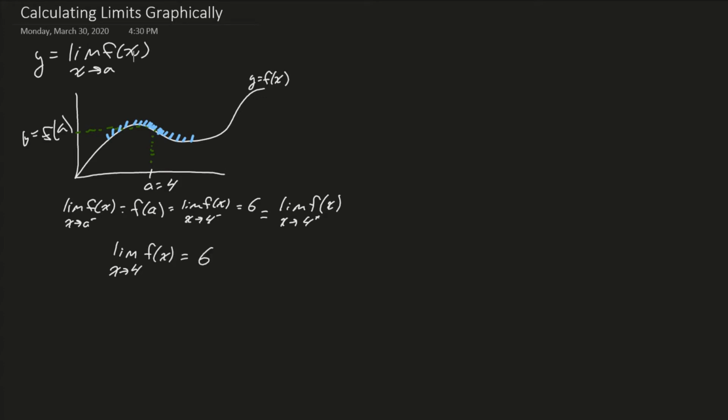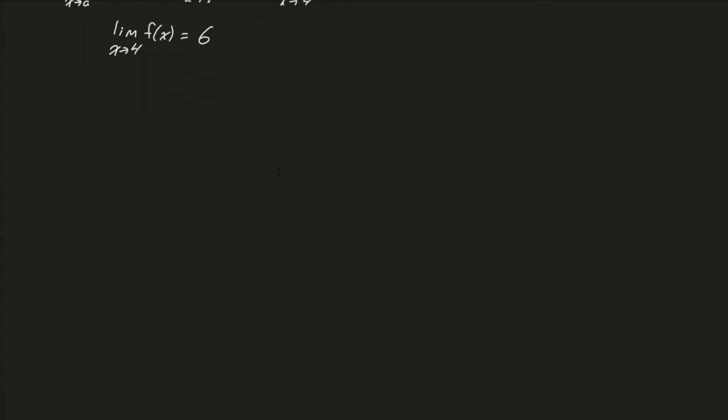What that means is that if you take your finger on either side of that a equals 4 and you run it along the graph, they're going to meet in the same exact place, which is y equals 6. Now let's consider a function that doesn't have that kind of nice behavior.